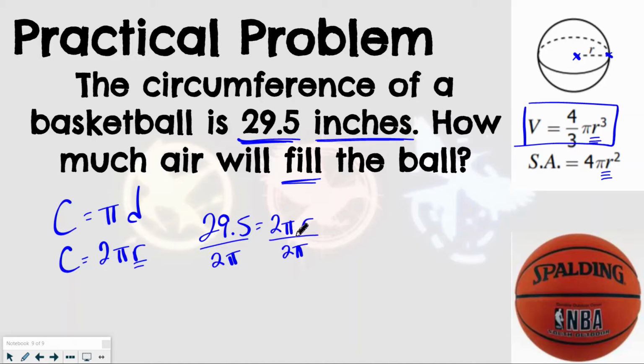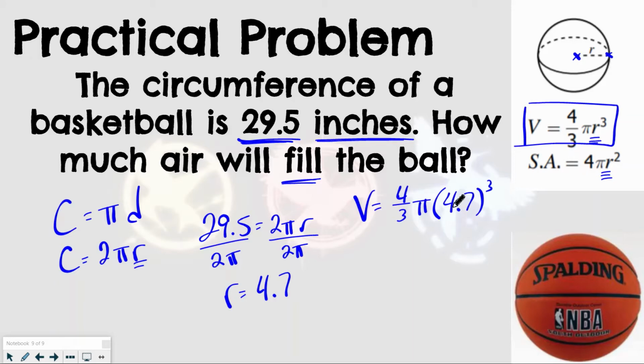And I'm always just going to round pi to 3.14. That gives me 4.6974. I'm going to round that to just 4.7. So I'm going to take that radius and then plug it back in to that volume equation to actually solve for the air that can fit inside of that. You have to make sure that you're following order of operations still. So we have to do our exponent first and then the multiplication.